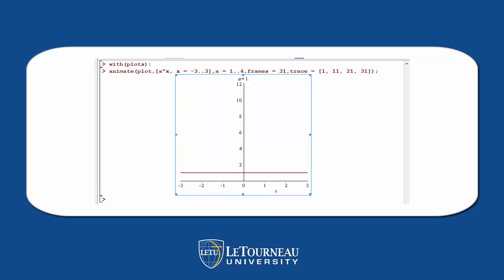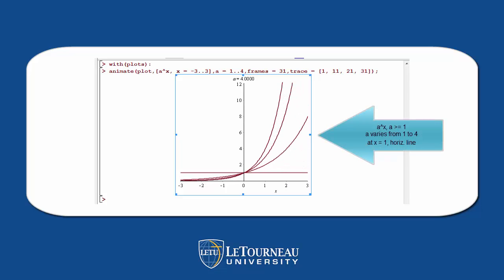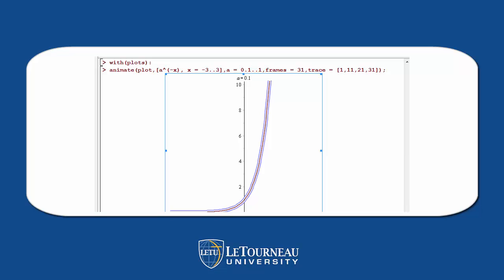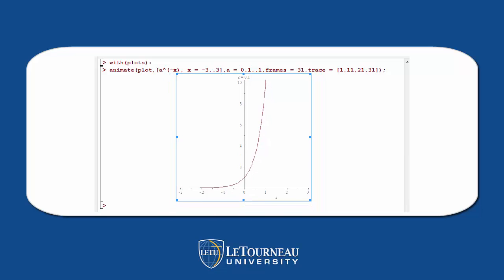A goes from 1 to 4, like 1 to the x, 2 to the x, 3 to the x, 4 to the x. Notice how we have an increasing function here. At x equal to 1, we still have our good old horizontal line, because 1 raised to any power is still 1. That's neat.